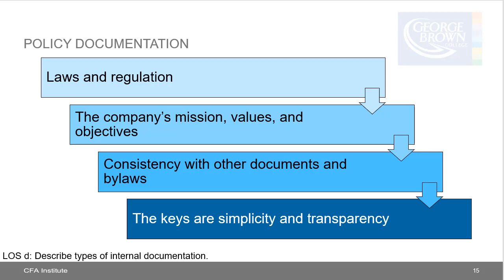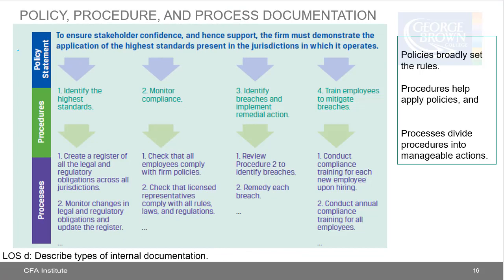So we're looking at example 5 from the text where there's a policy statement, and we look at 4 procedures, and then finally the processes. So again, policies broadly set the rules, procedures help apply policies, and processes divide procedures into manageable actions, okay? So the policy statement is to ensure stakeholder confidence and hence support, the firm must demonstrate the application of the highest standards present in the jurisdiction in which it operates. So you can see that broadly is setting the rules. Then it's moving down to 4 procedures.